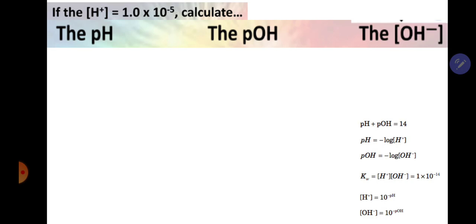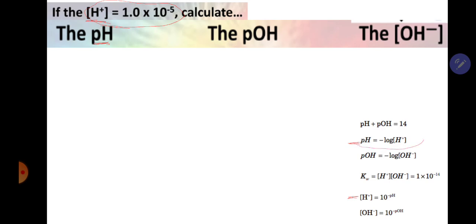So now let's do some math. They give us the hydrogen concentration is 1 times 10 to the negative 5. They want the pH, the pOH, and the hydroxide concentration. So first we got to pick a formula. Out of all these formulas, I need to pick one that has both my hydrogen concentration and my pH. Let's see, it would be this one and that one.